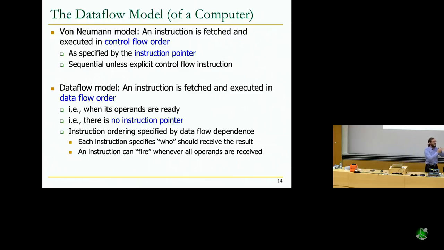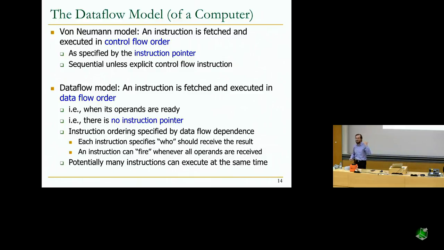Firing means that you can fetch that instruction now and execute it. So you don't need a program counter for this, right? You don't need an instruction pointer. Now, the beauty of this is you can execute potentially many, many instructions at the same time, right? If you think about the von Neumann model, you fetch one instruction, execute it, and then you move on to the next one. It's very sequential.